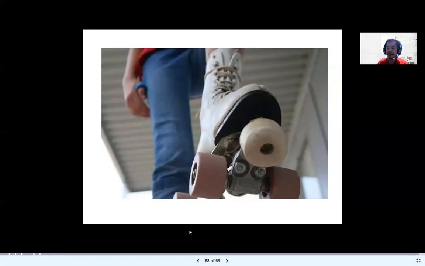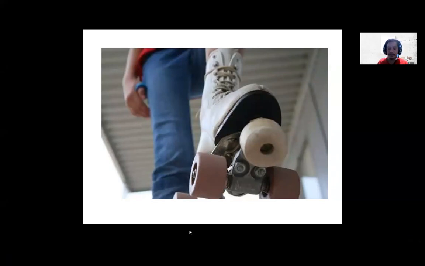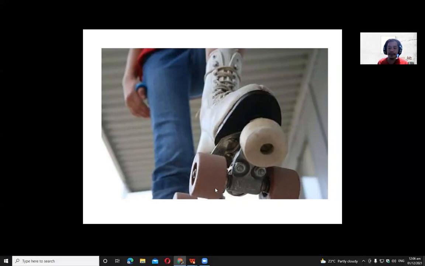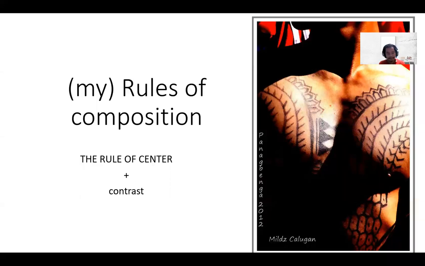Now I'm going to jump into my portfolio and try to share with you some of the experiments and rules that I have discovered on my own. So these are just some of my collections. I'm sorry, I don't have enough time to show them all, but these are just what I was able to retrieve from my computer.